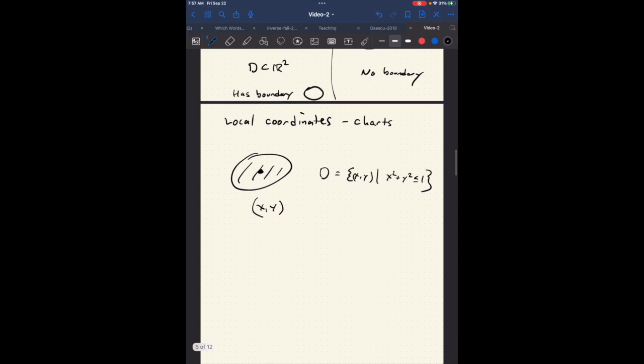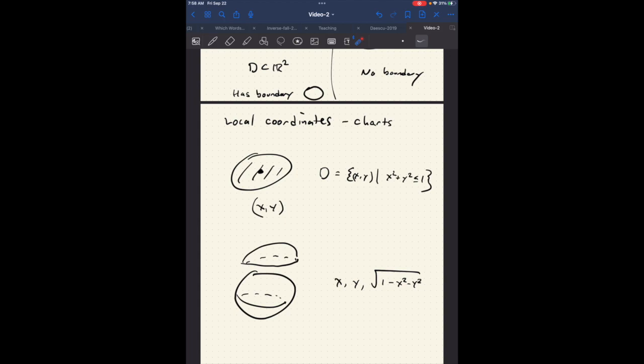The sphere is a little bit more interesting. So this is a subset of R³. So we can think of this as an x and a y and something like the square root of 1 minus x² minus y². And this will give us our northern hemisphere, so we can imagine that sitting above our sphere. And if some action is happening in the northern hemisphere, we can use this map or these coordinates to describe what's happening in a nice way. So moving around in the northern hemisphere, we have nice formulas for where we are.